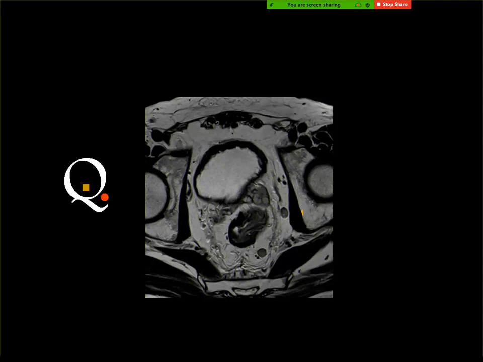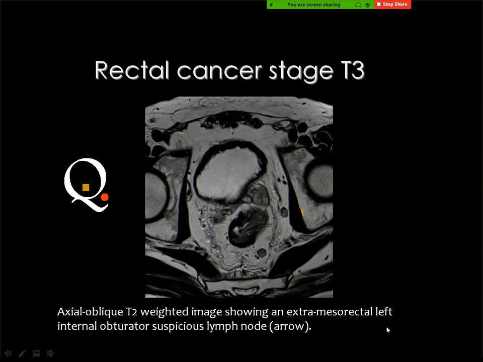Stage 4 rectal carcinoma. Stage 4. No? No. And this is the seminal vesicle, which is free. And this tumor has invaded the mesorectal fat, but you got extra mesorectal lymph node, as well as intra-mesorectal lymph node. But the tumor has not reached the mesorectal fascia. Okay?